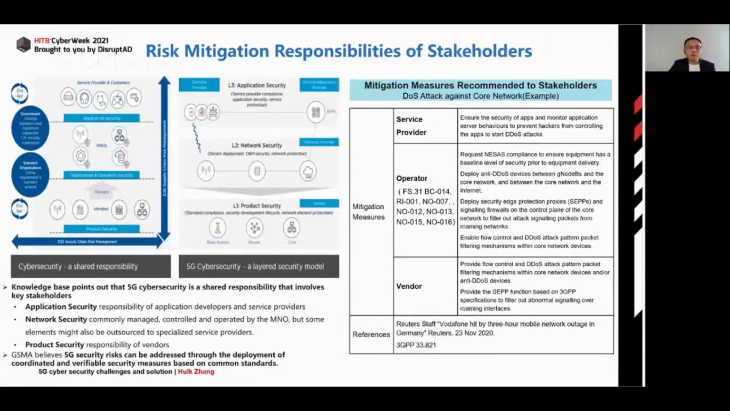Therefore, the GSMA believes 5G security risks can be addressed through the deployment of coordinated and verifiable security measures based on common standards. In the last part, we will give a short introduction about these common standards.